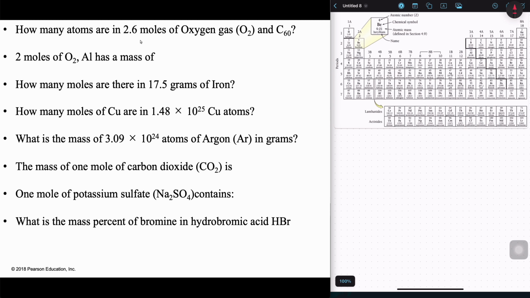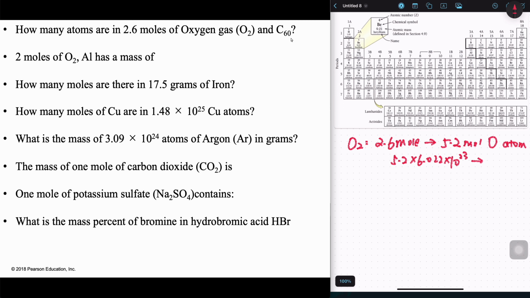So in terms of the oxygen, 2.6 moles of the oxygen molecule will give us 5.2 mole of oxygen atom, right? So how do we convert 5.2 moles of the oxygen atom into the exact number? We multiply by Avogadro number. So 5.2 times 6.022 times 10 to the power of 23 will give us an answer.